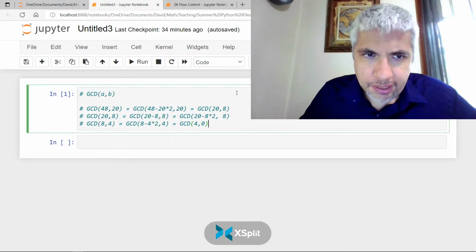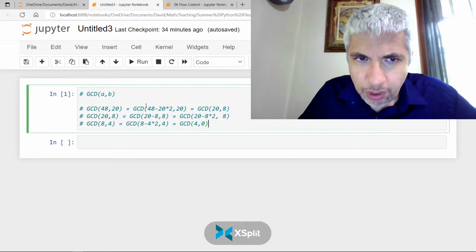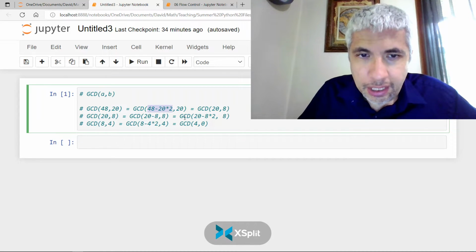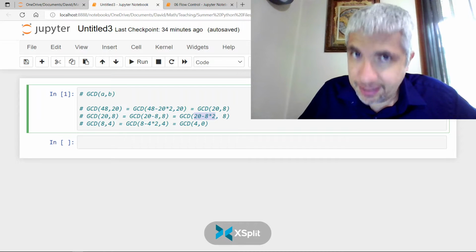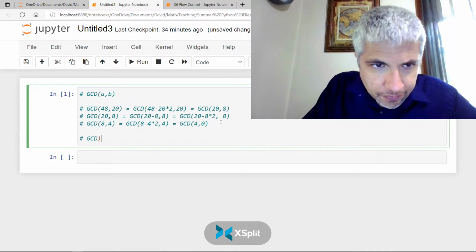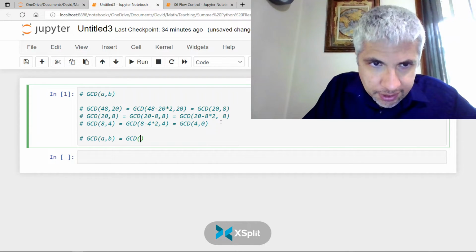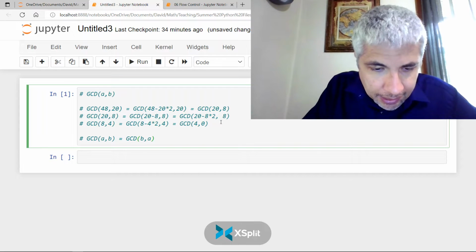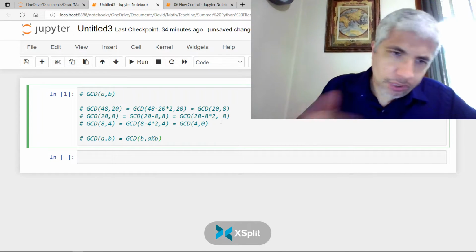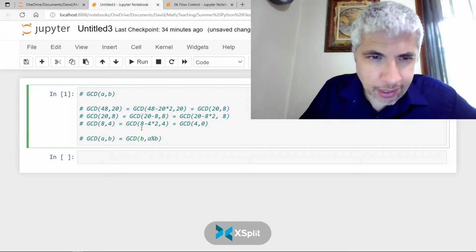Otherwise, what's going on here? Well, I'm dividing by 20 basically and taking the remainder. Here I'm dividing by 8, and this is the remainder. So the GCD of A and B is actually going to be equal to the GCD of B and A mod B, the remainder when I divide A by B. And we'll try to keep the bigger one on the left. We'll see how that works.